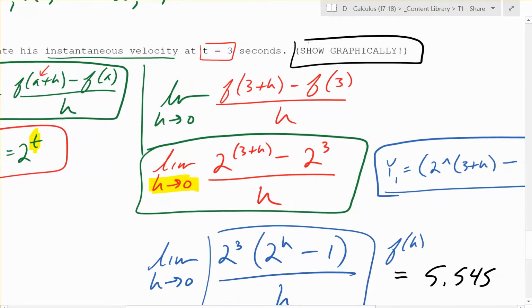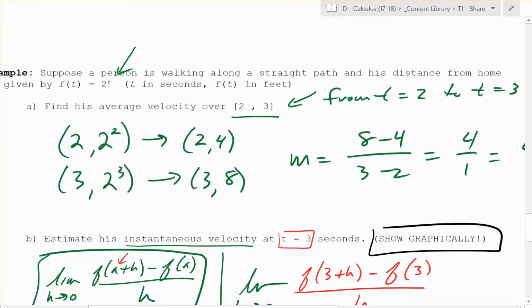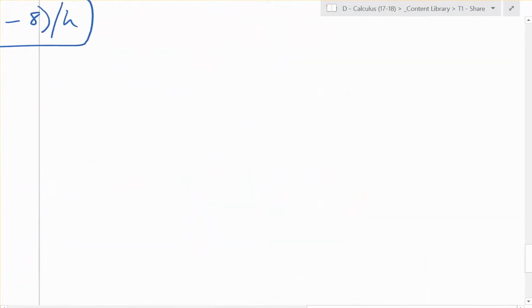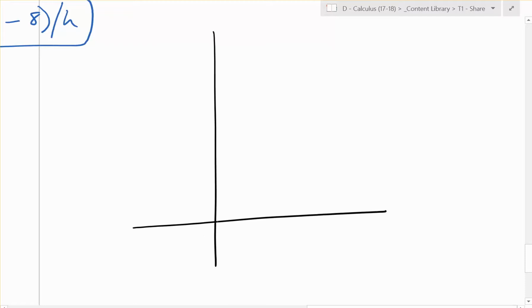So how do we do this graphically? Well, the function that we're modeling is 2 to the t. What does that look like? If we graph this function, 2 to the 0 is 1. 2 to the first is 2. 2 to the second is 4. 2 to the third is 8. So it roughly looks like this.